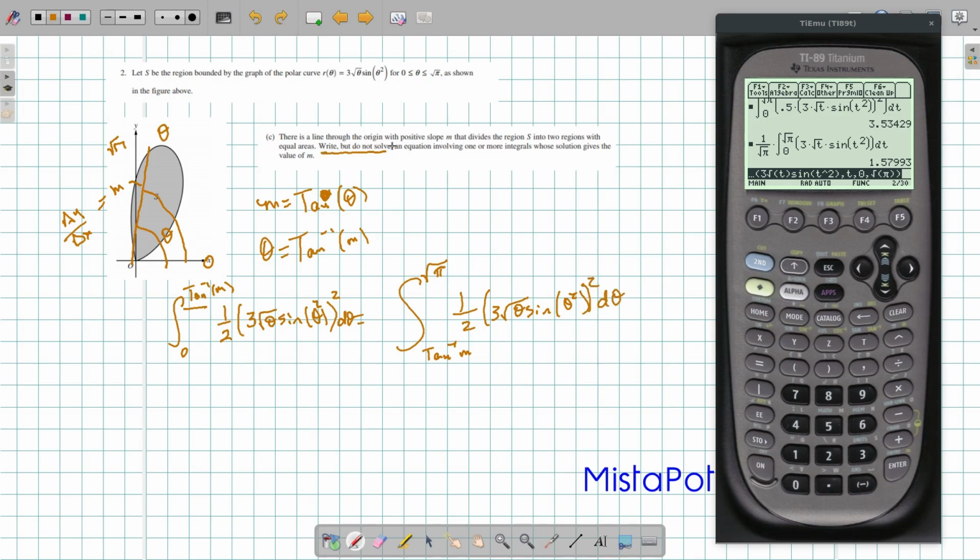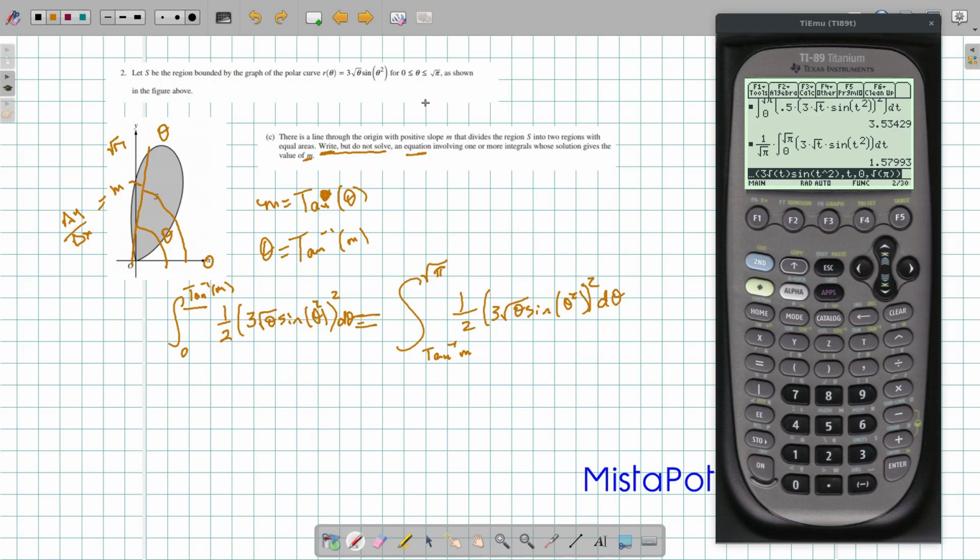And what's nice about this write but do not solve is that all I have to do is write it out. I've got an equation, because I've set these equal to each other, involving one or more integrals. In this case, there's two integrals, whose solution gives the value of m. If I were to solve this, heaven forbid, I've got only one variable here, m. Because each integral is from a constant value to another constant value, it is going to be constant except for m. And so I'll end up with an equation that solely involves m.